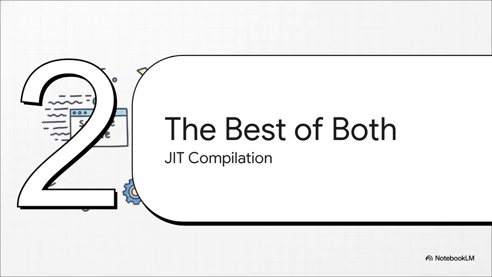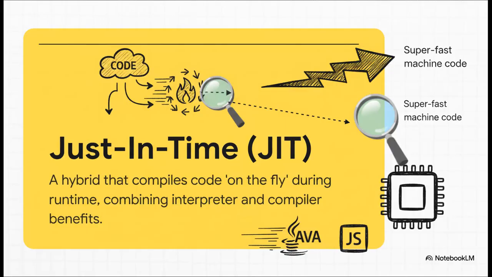But hold on. What if you didn't have to choose between the speed of a compiler and the flexibility of an interpreter? What if you could have the best of both worlds? Well, that's exactly where modern programming has taken us. Welcome to our fourth section, the incredibly clever hybrid called JIT compilation.